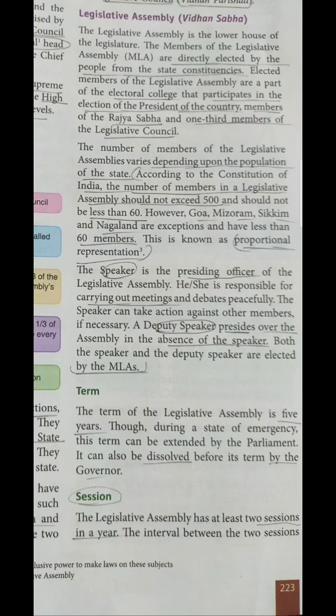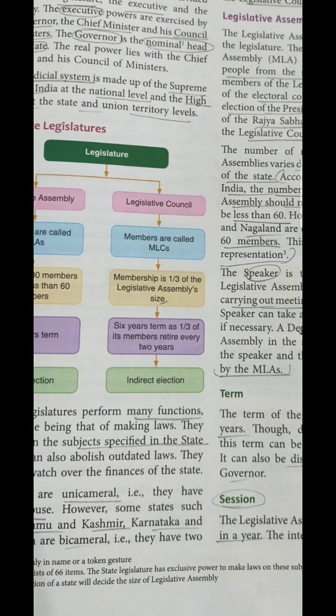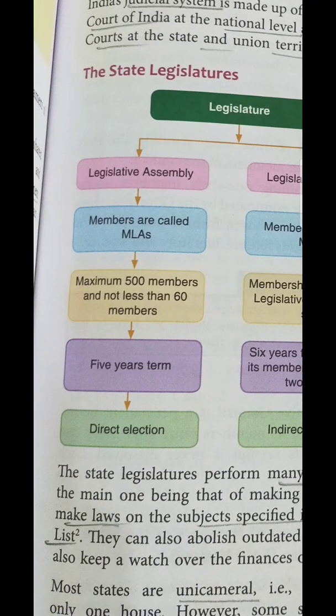So according to the Constitution of India, as we had already discussed, it must not exceed 500. The maximum number of members must be 500 and the minimum must be 60. If you have fewer than 60 members in the legislative assembly, you are not able to pursue it further. Okay, so it is possible that it is dissolved.